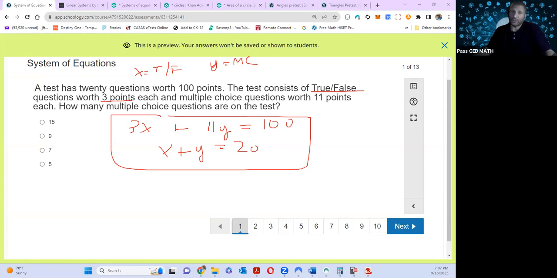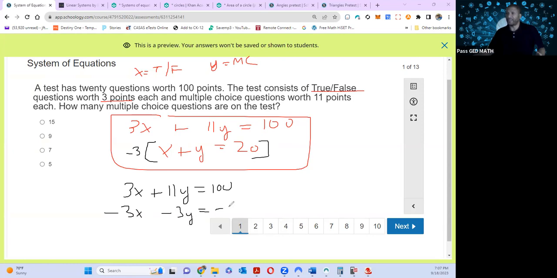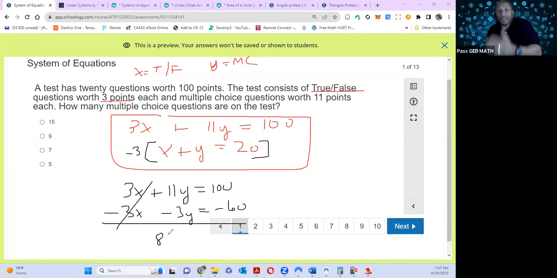In this case, we would have to do something a little more difficult. We're trying to eliminate one of the variables. So you should know by now the opposite of 3x is minus 3x. So that means I had to multiply this second equation by minus 3. So that first equation stays the same. 3x plus 11y equals 100. Minus 3x minus 3y equals minus 60. The x's cancel. That's the purpose of elimination. You're trying to eliminate a variable. 8y equals 40. Again, this is a one-step algebraic equation. Divide both sides by 8. The 8s cancel. y equals 5.